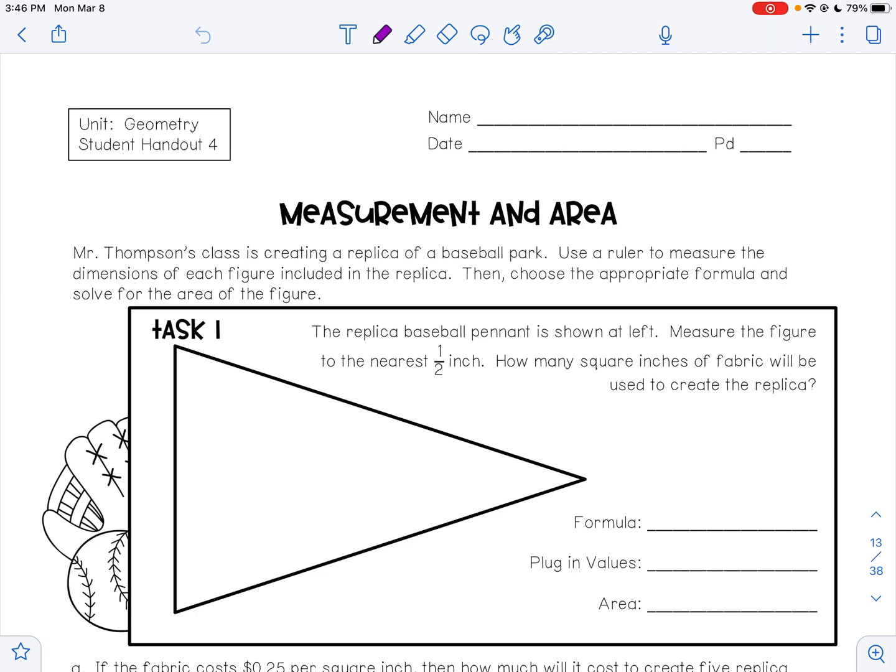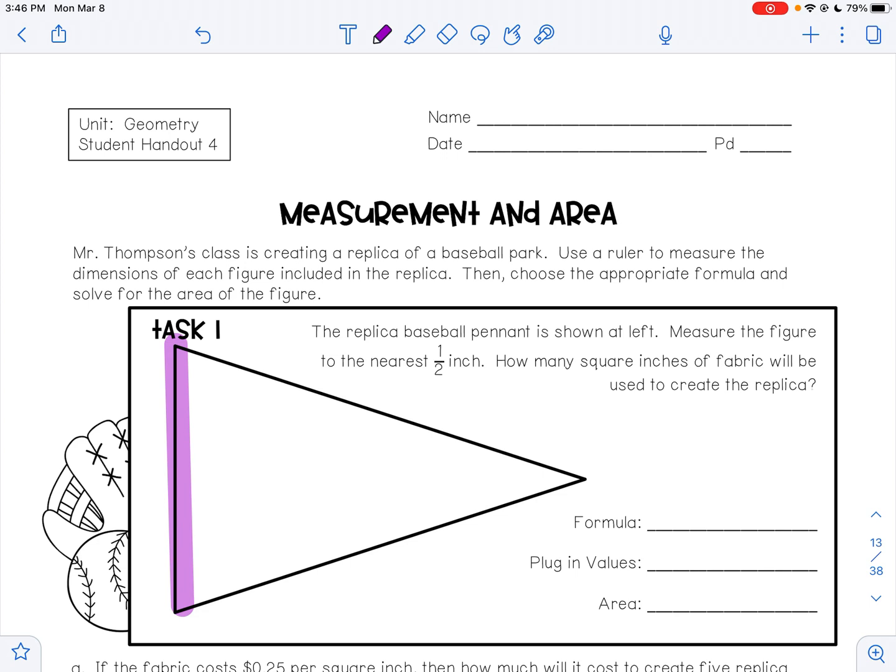So we have to do a couple of things here. We have to measure the base. We have to measure the height. We need to write down our formula, plug in our values, and then solve. We need to find the area. So what I would like for you to do first is measure the base. Go ahead and pause it and measure the base.